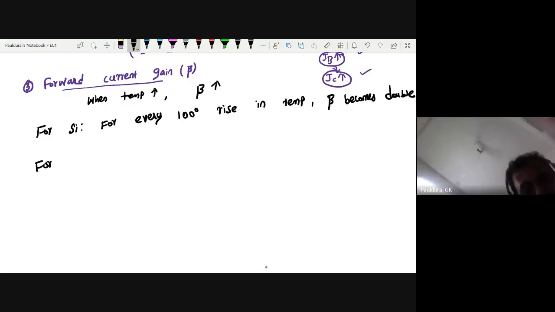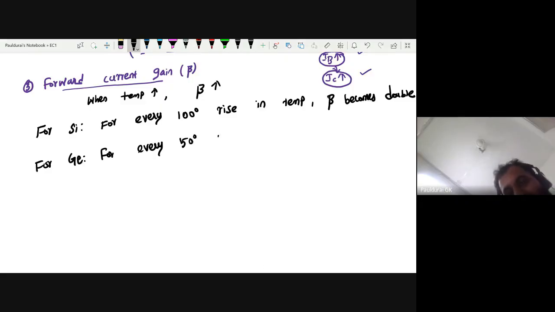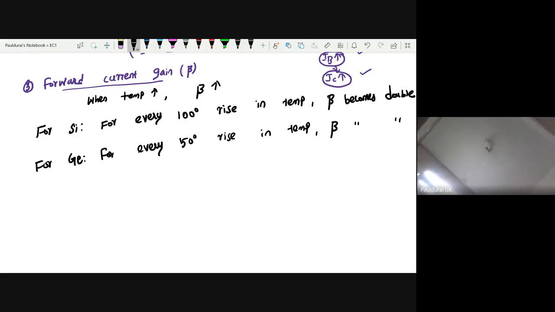For germanium, for every 50-degree rise in temperature, beta becomes double for germanium. That is not my point. Now my first question.